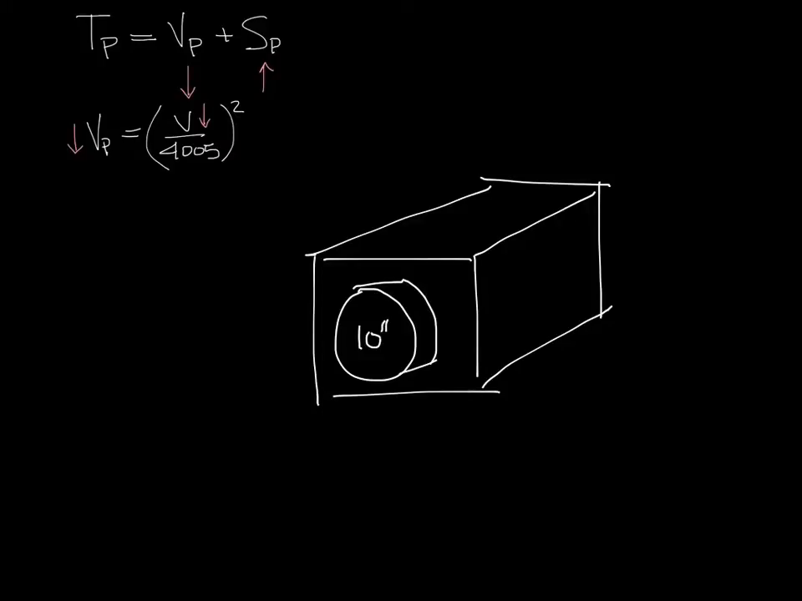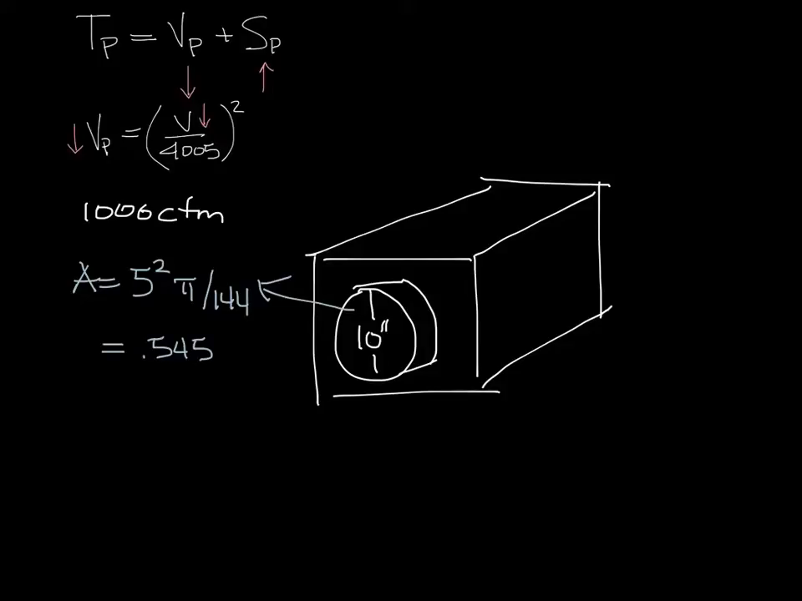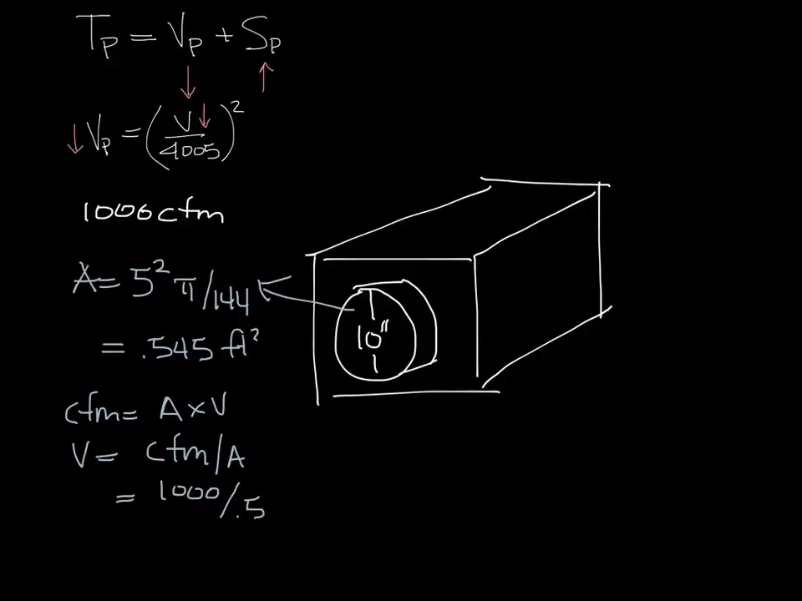So let's say this is a 10-inch VAV box, meaning it has a 10-inch diameter inlet, and let's say it has 1,000 CFM. So let's look at the area. The area is pi r squared divided by 144 to get it into feet, which is 0.545 square feet. And now CFM equals area times velocity, so velocity is equal to CFM divided by area. So take our 1,000 divided by 0.545, and that comes up with 1835 feet per minute.